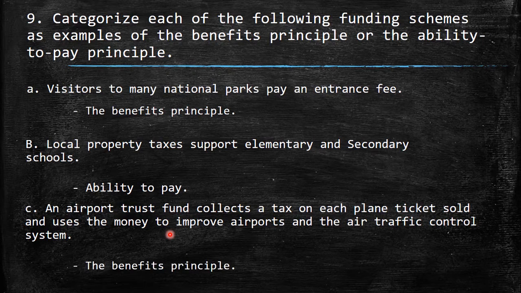And the last one, an airport trust fund collects a tax on each plane ticket sold and uses the money to improve airports and air traffic control systems. Definitely the benefit principle, because the income of this tax is going to be invested or spent in the same field.